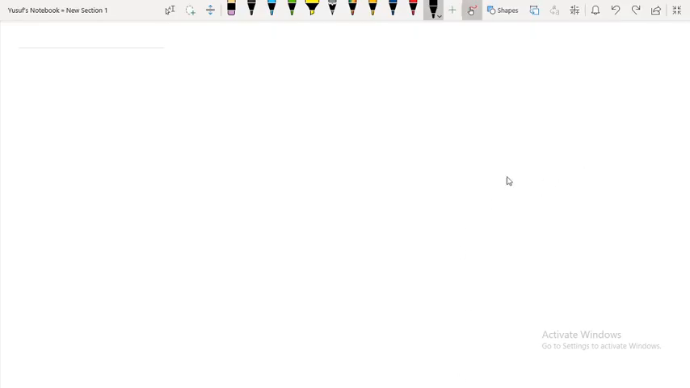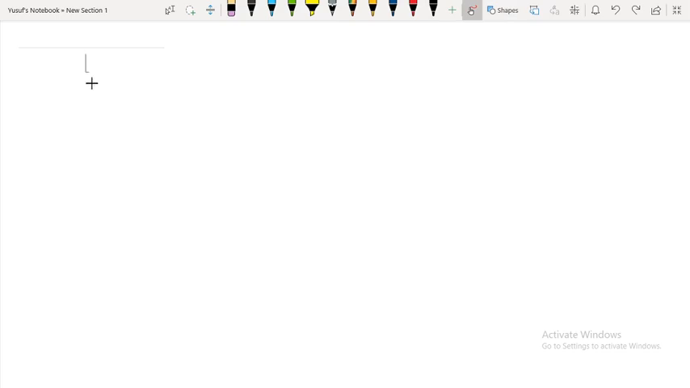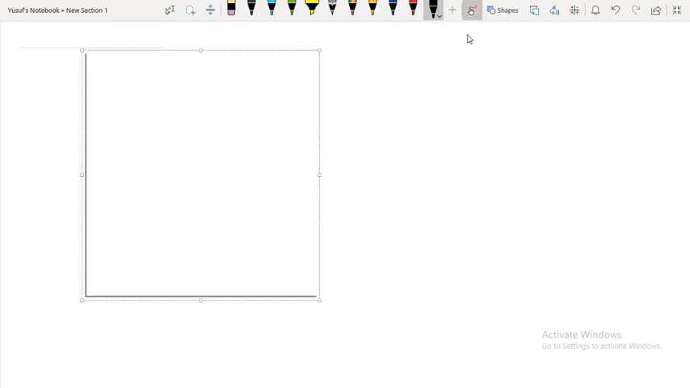Suppose I want to draw the Hermite curve. First I will draw the axes of the computer. This is your x-axis and this is the y-axis of the computer, and it is the pixel 0, 0 of the computer, and you draw one curve.